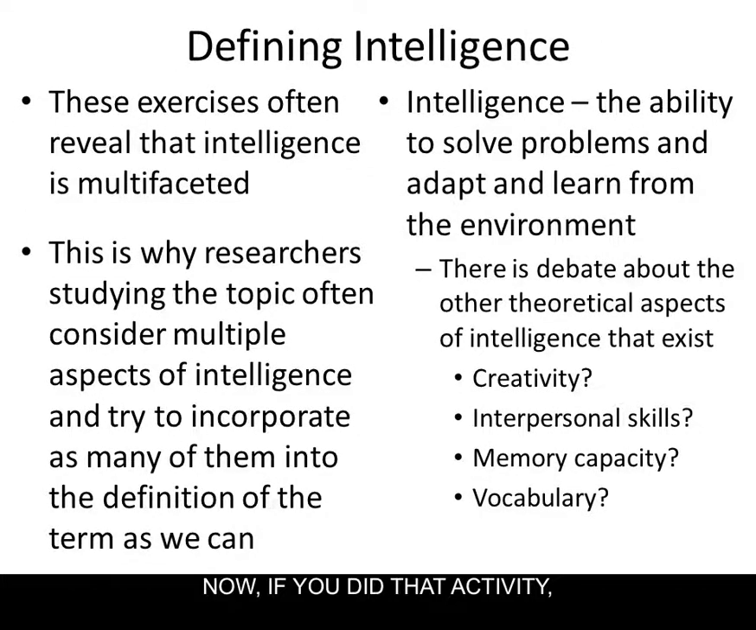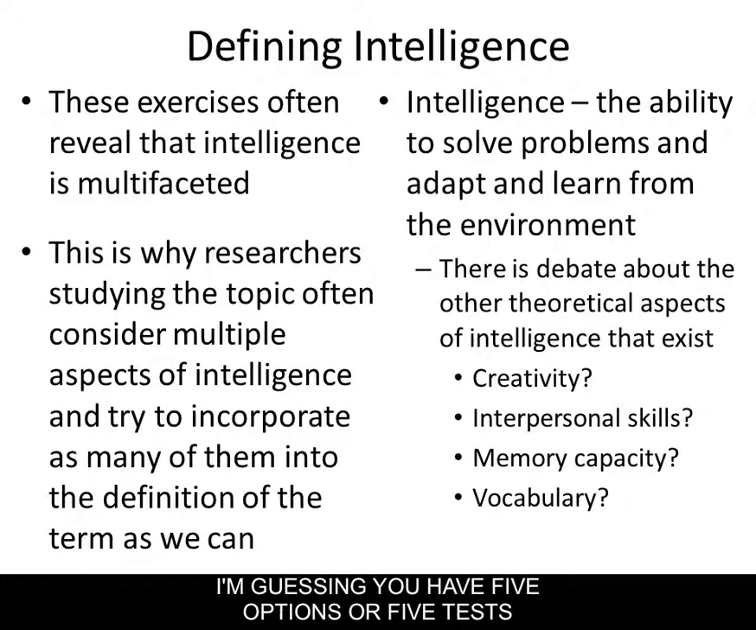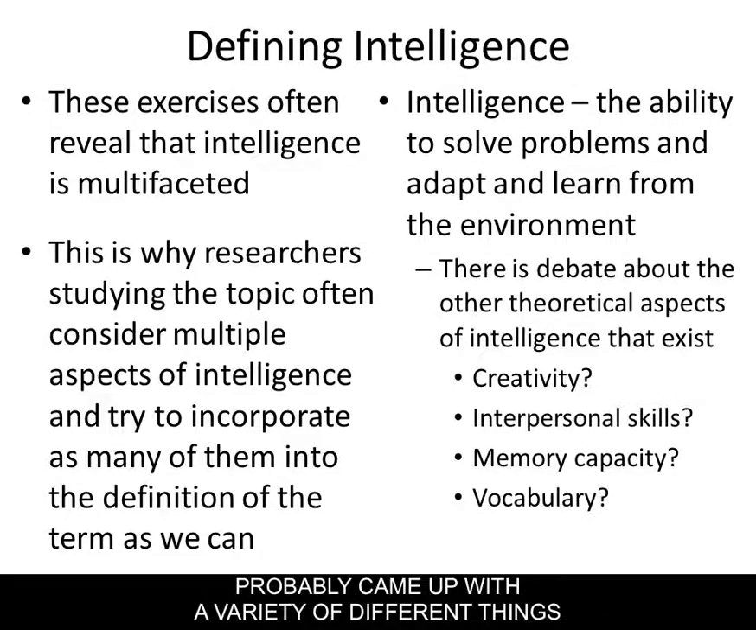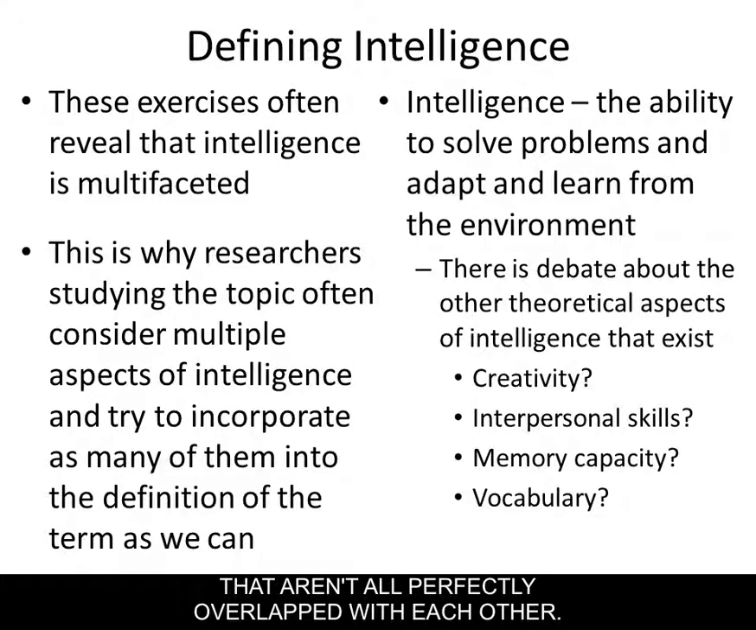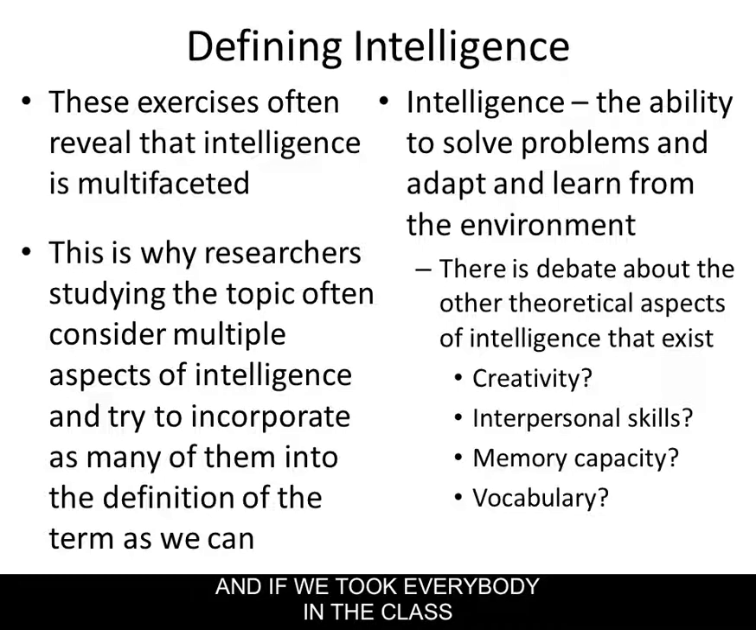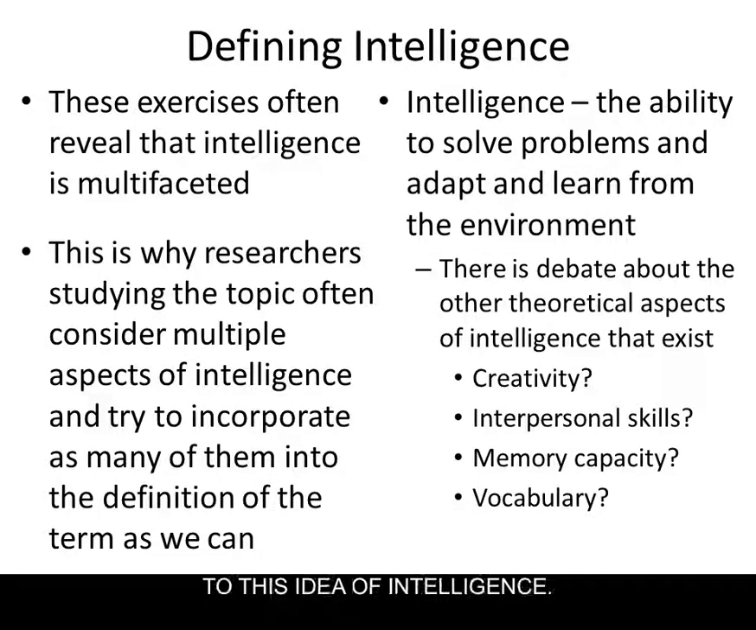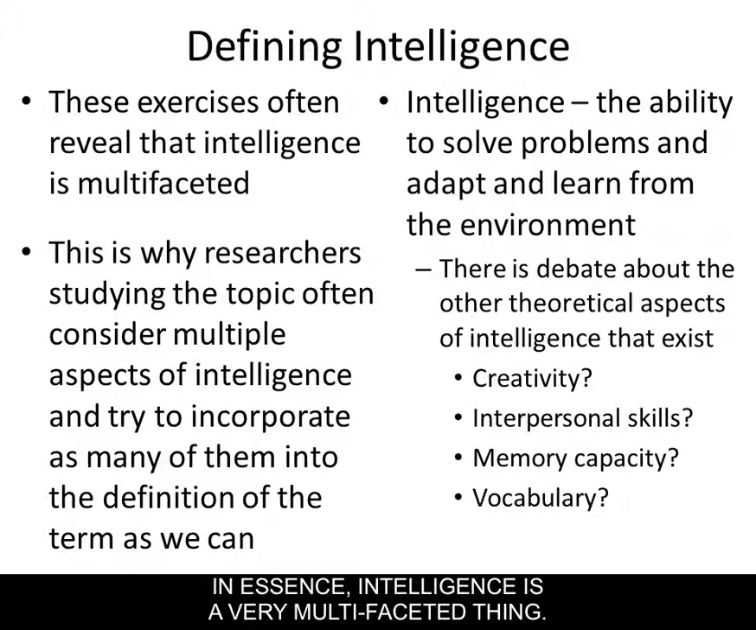If you did that activity, I'm guessing you have 5 options or 5 tests that have some similarity, but I'm guessing that most people in the class probably came up with a variety of different things that aren't all perfectly overlapped with each other. And if we took everybody in the class and compared their examples of intelligence, what we'd probably see is there's a litany of different things that people can link to this idea of intelligence. In essence, intelligence is a very multifaceted thing.